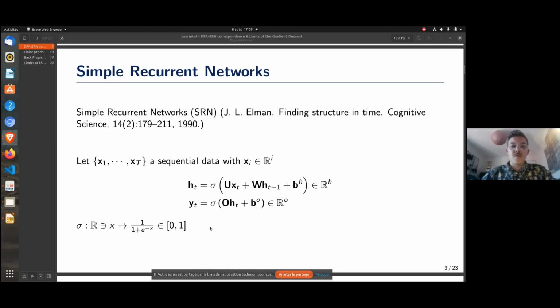I introduced the rule for the update of the hidden state. Now we have the rule for the output of our recurrent neural network, which is an affine transformation of the current hidden state, which is then transformed by the activation function. So it's quite simple. That's why we call them simple recurrent networks.